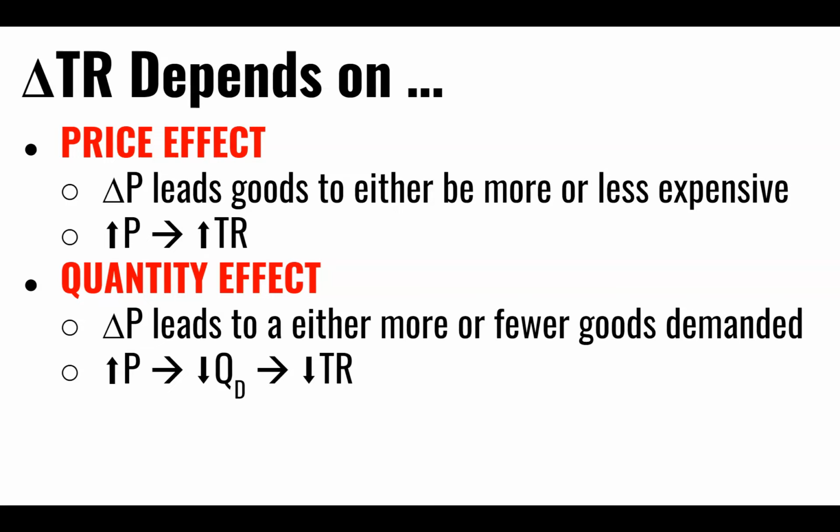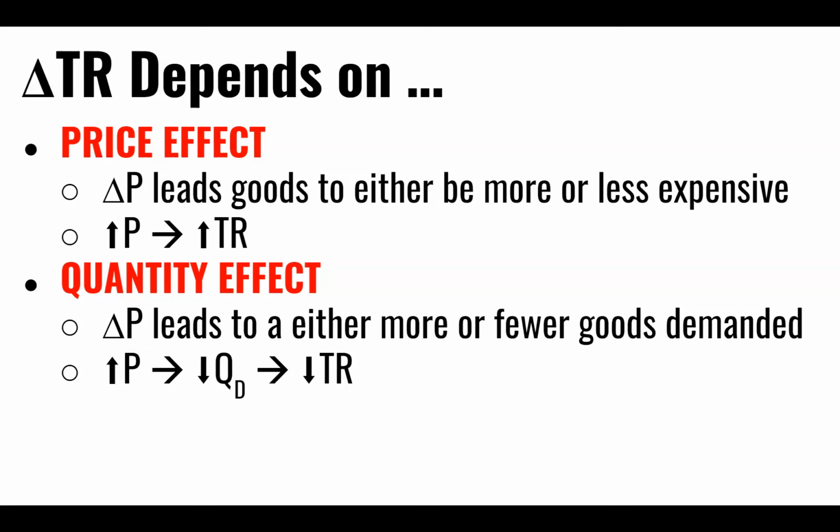With the price effect, a change in the price leads to all goods being either more or less expensive. So if I raise the price, it means that every single good I was selling at a previous price, I'm now selling at a higher price, which would cause total revenue to rise. The quantity effect, however, says that when we change the price, that affects the quantity demanded. So if I raise the price, then there will be fewer goods demanded. The quantity demanded will shrink. So that leads to a loss in revenue.